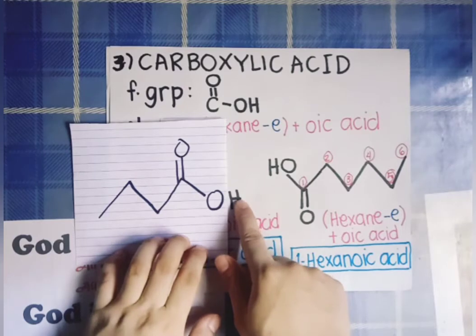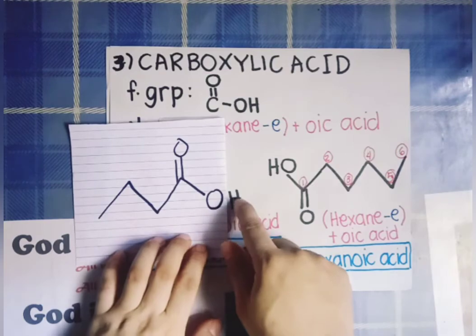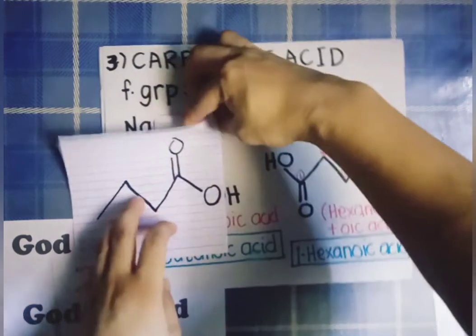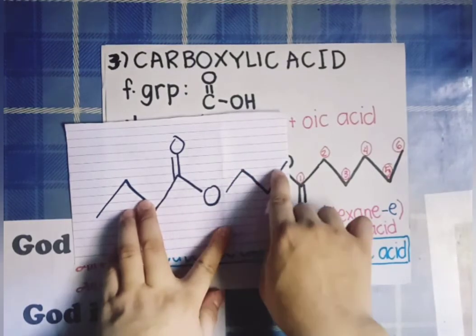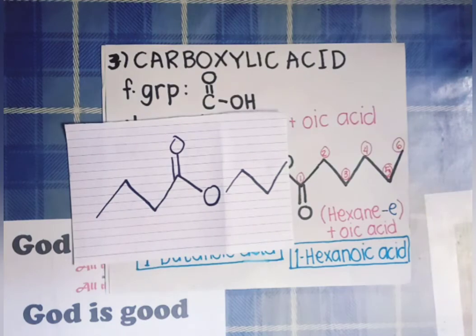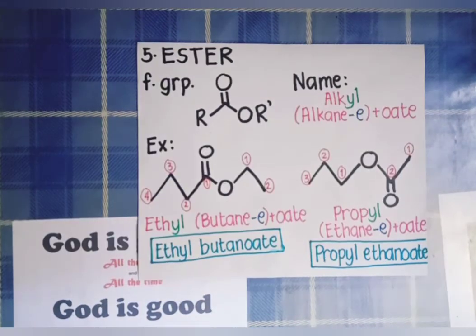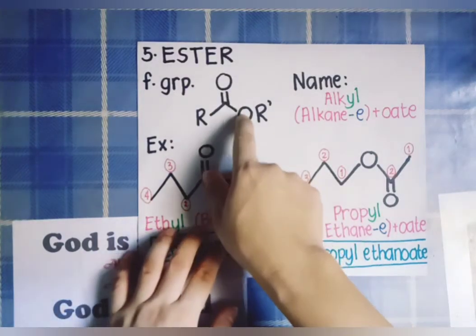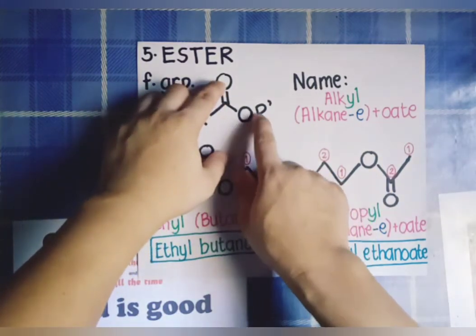But what if, for example, we still have here the C double bond O, and we still have the O, and we replace this H by another chain of carbon like this one? Instead of H, it is now replaced with another chain of carbon. Is it still a carboxylic acid? No, but we are going to call this an ester. Esters are used in the production of many flavoring agents like banana flavor, strawberry flavor, and apple flavor. The functional group of ester is C double bond O, O, and another chain of carbon.